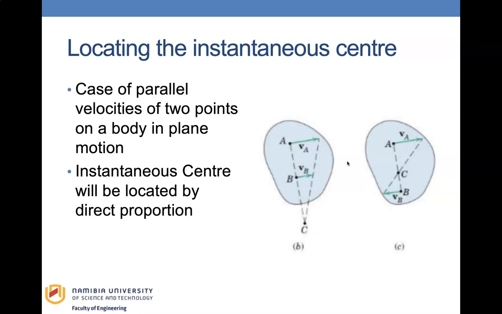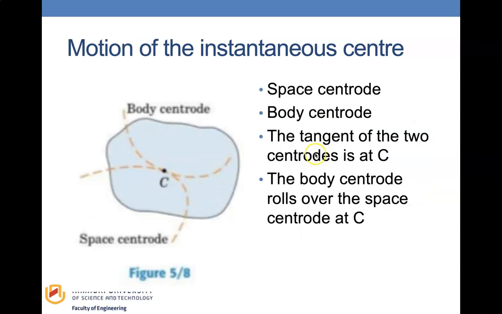The locus of the instantaneous centers in space is known as the space centroid, and the locus of the positions of the instantaneous centers on the body is known as the body centroid. At the instant considered, the two curves are tangent at the position of point C. It can be shown that the body centroid curve rolls on the space centroid curve during the motion of the body, as indicated schematically in figure 5.8.